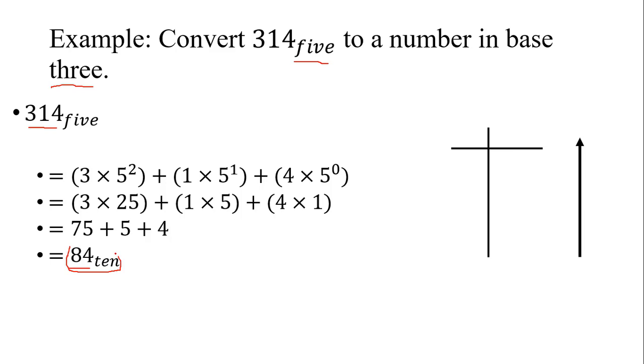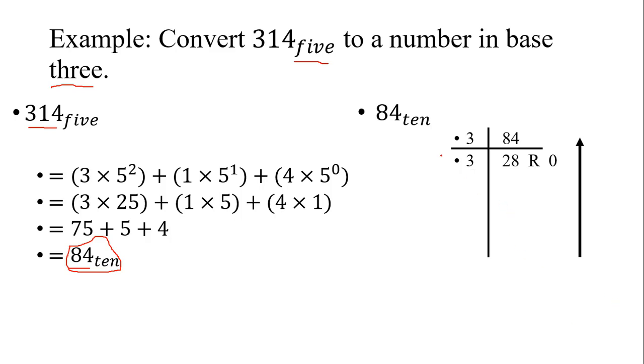And the approach is repeated, successive division. So I'm going to divide 84 by 3. 3 goes in 84, that gives me 28 remainder 0.